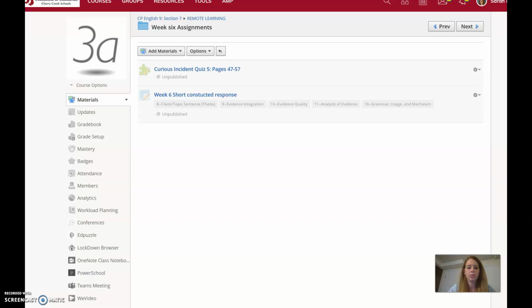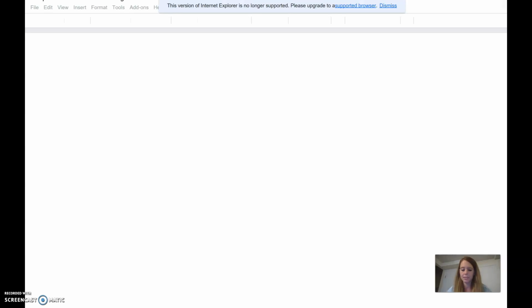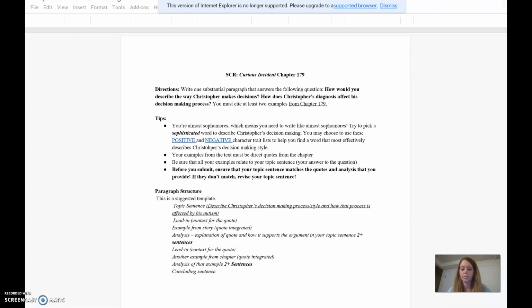Okay. So once you click onto that, you know the drill. Yours will look a little different. It'll say My Document. You'll click on My Document. And it's one of our favorite paragraphs where you start with a topic sentence, you have 2 quotes, and then each quote needs a lead-in and an analysis, so a couple of sentences.